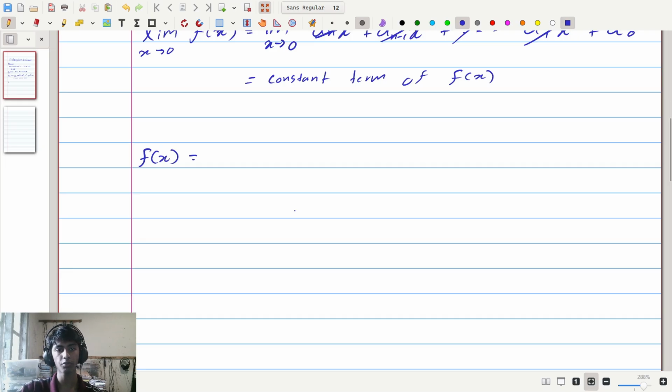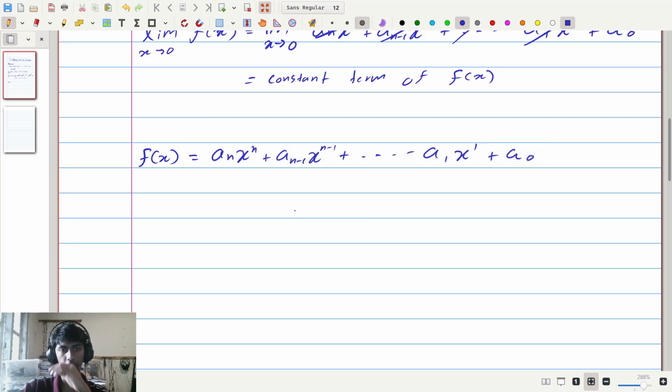So f of x we had above is equal to this thing right here, which is a sub n x to the n plus a sub n minus 1 x to the n minus 1 plus, all the way down, to a sub 0. What I'm going to do here is factor out an x to the power of n.